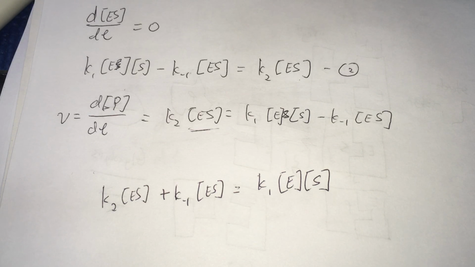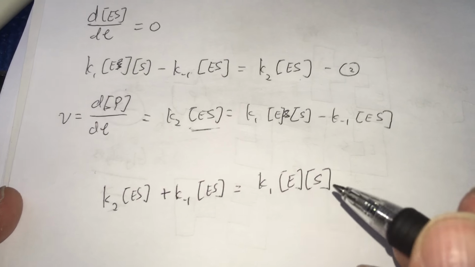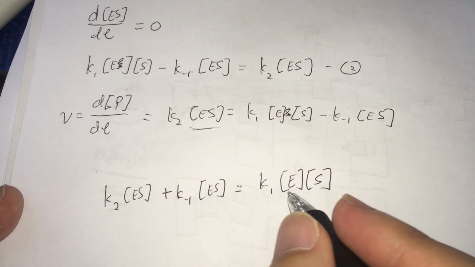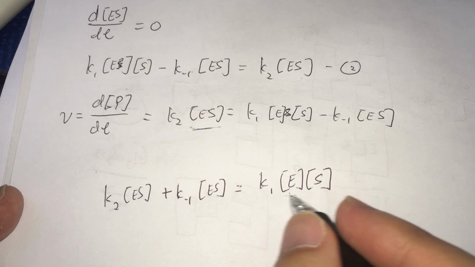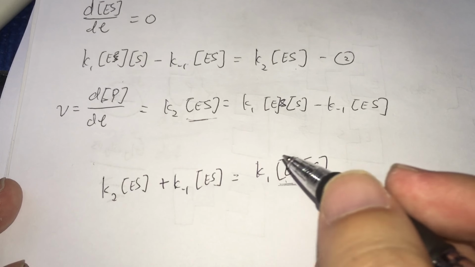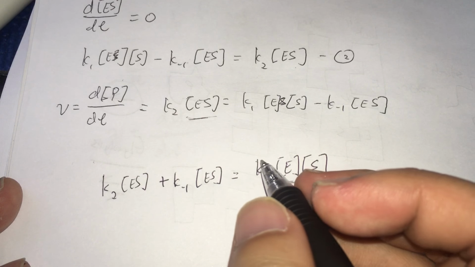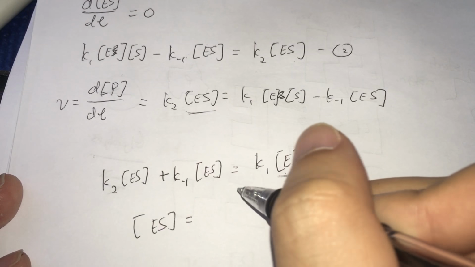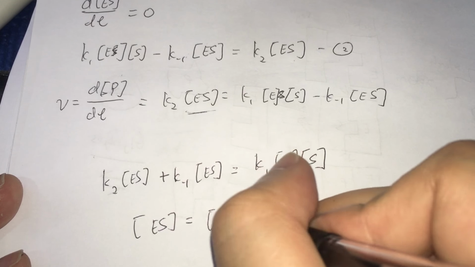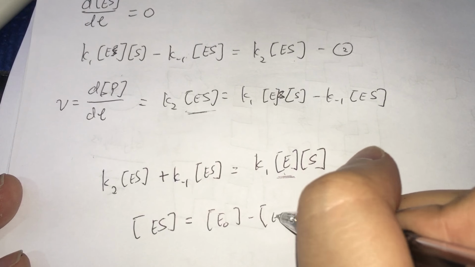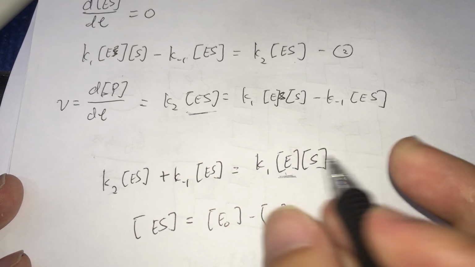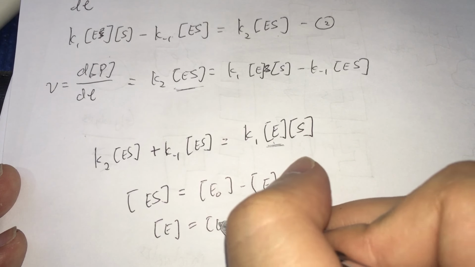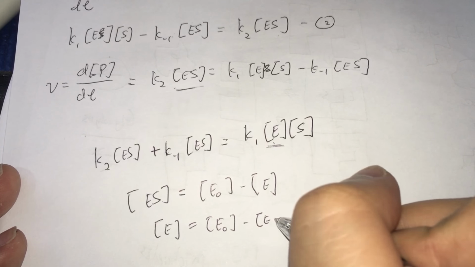Hope so, yeah? Anyway, what we have to move on is this. We have to now get rid of this E over here. So what is that E equal to? Referring back to our enzyme balance, ES equals E naught minus E. So let's make E the subject again. E equals E naught minus ES.